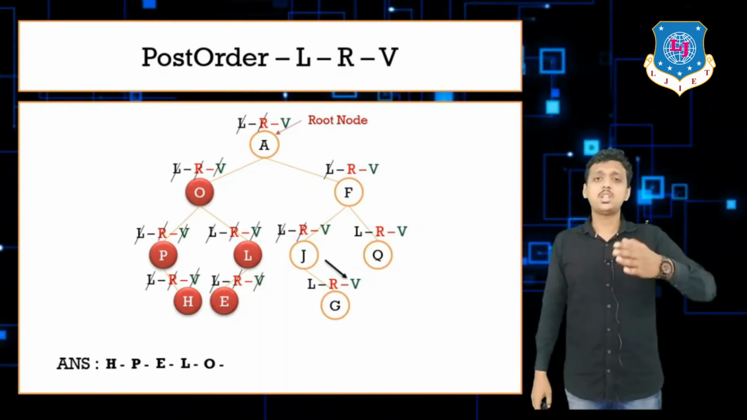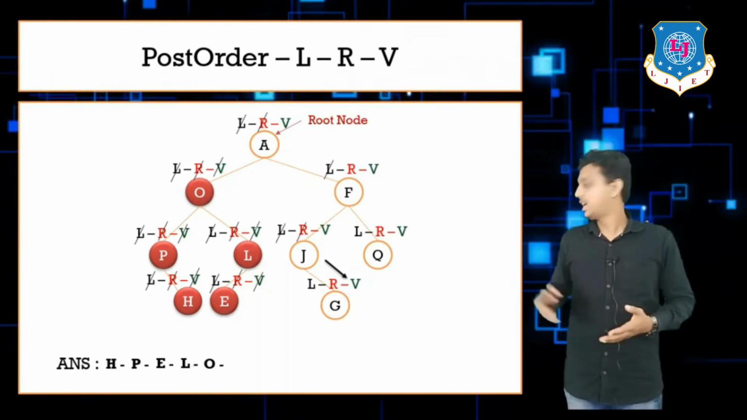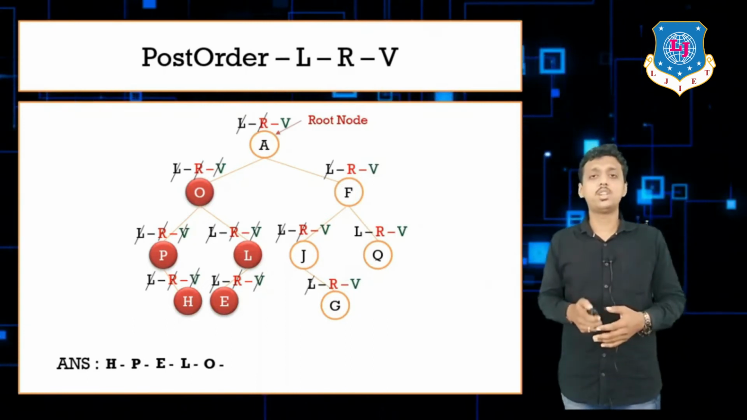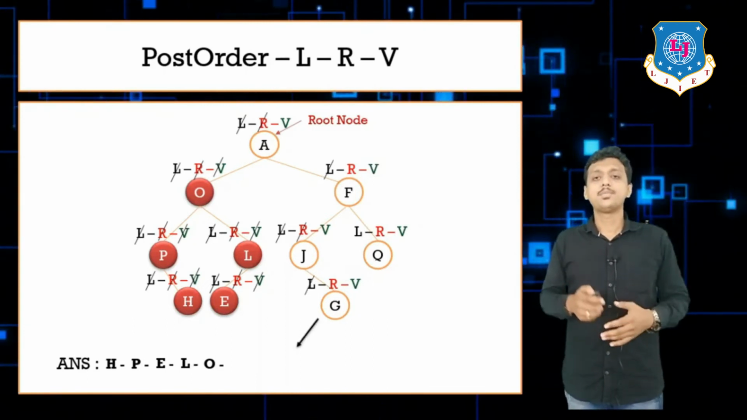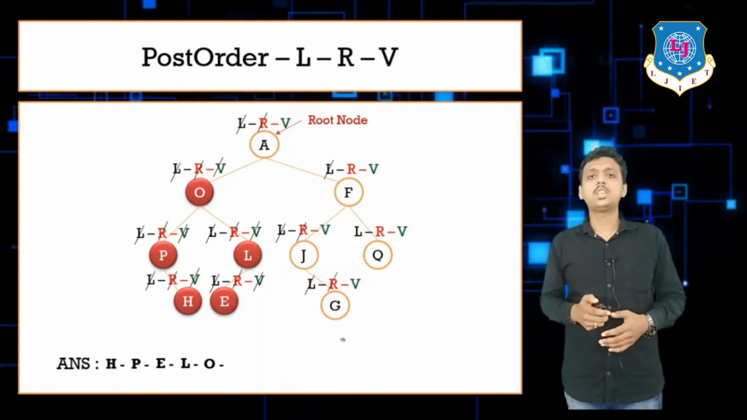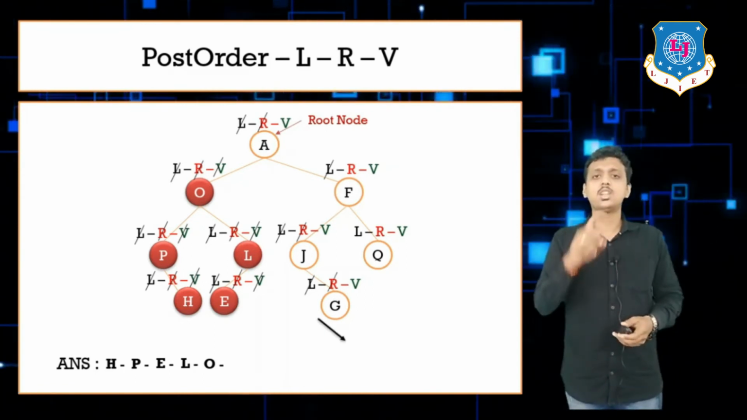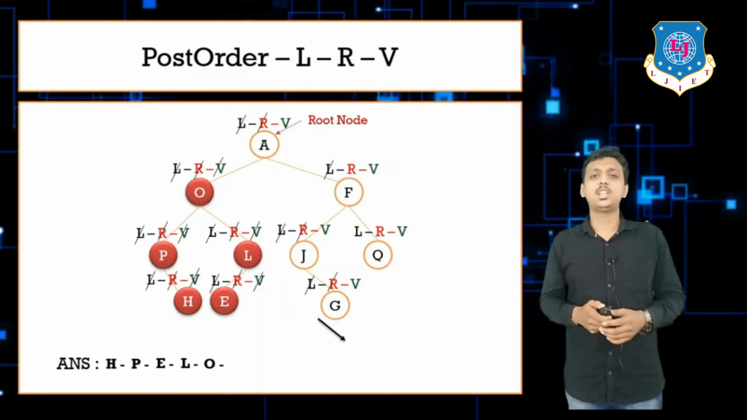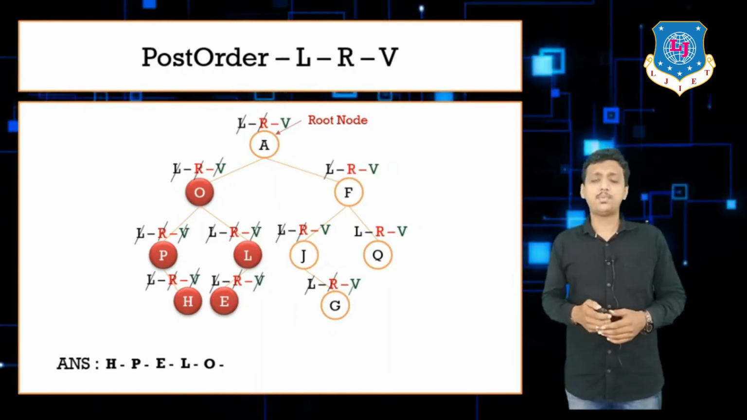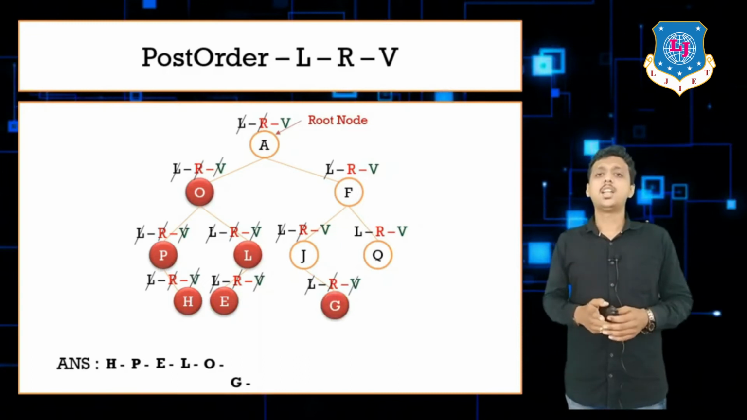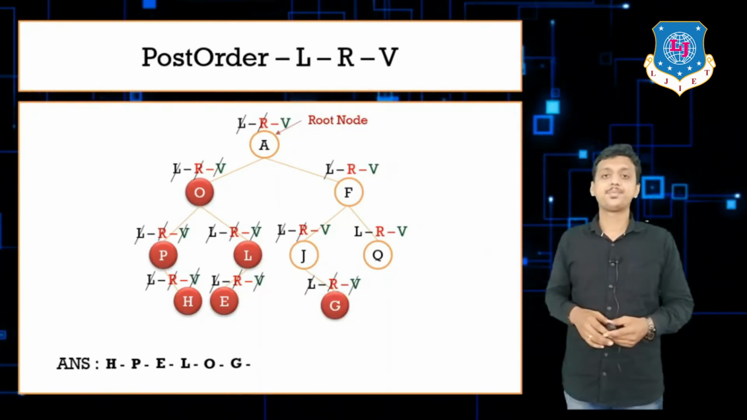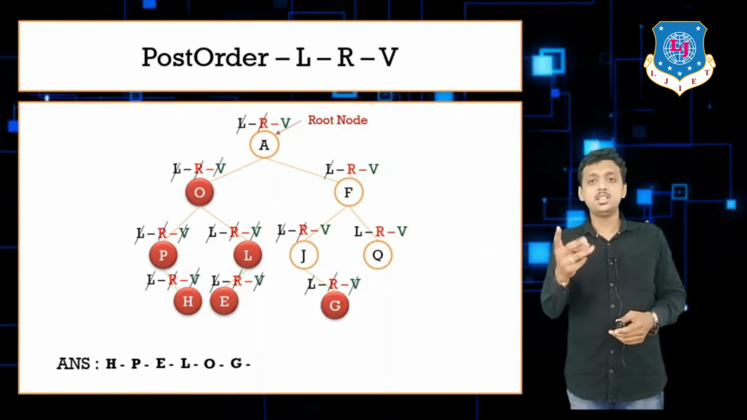Right side of J, students, we have G. So let's reach G. Now see, left and right are both empty for node G because it's a leaf node. So just do the last operation, that is visit G. I'm performing visit G over here and writing down G in my bucket. L, R, V done.